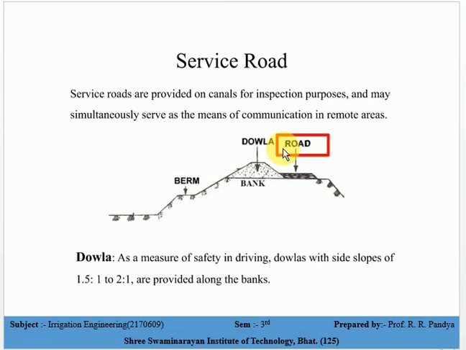Okay, so here is another term, berm, we know about it. The bank, we know about it. The service road, we just learned about the service road. So what is this dowel? The dowel as a measure of safety in driving. The dowels with a slight slope of 1.5 to 1 to 2 to 1 are provided along the banks. So this is the uppermost portion of the bank. It is nothing but to provide safety to the driver in case of accident, right?